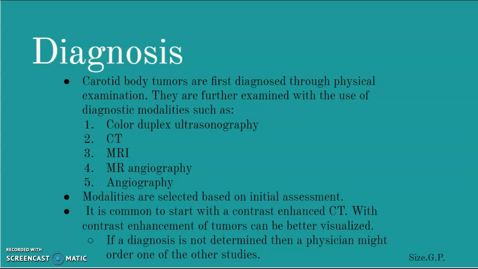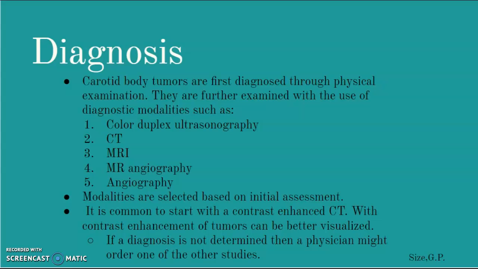So now we're going to move on to the diagnosis. They're usually first diagnosed through physical examination, and then they're further examined with the use of medical imaging. Ultrasound with the use of color Doppler is usually a good visualization of the carotid body tumor. And I have some images later on that demonstrate the ultrasound.